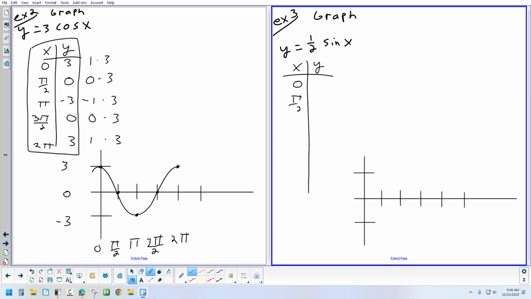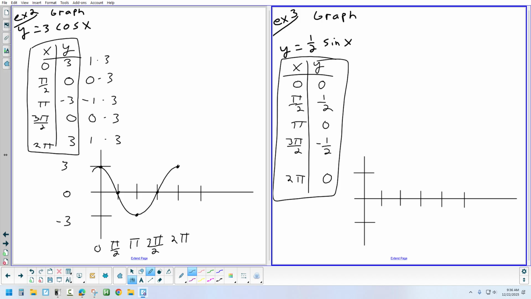0, pi over 2, pi, 3 pi over 2, 2 pi. And can you tell me what half of my y values would be? 0. Yep. 1/2. 0. -1/2 and 0. Perfect. That's it. So I would make this a half, -1/2, and then you could just do your sketch.